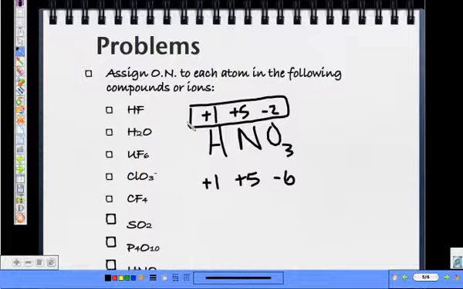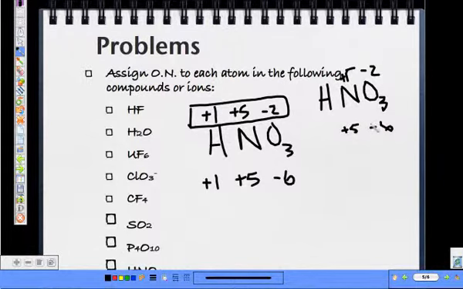Another way you could do that one, well, you know hydrogen, but if you didn't want to start with hydrogen, what's NO3's charge as an ion? -1. So if we started with this and this was -6, we'd want just these two to equal -1. So we'd have +5. To make this whole thing equal 0, this would need to be +1. So 2 different ways, get the same answer.